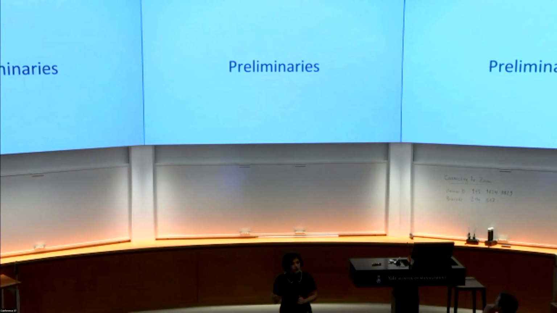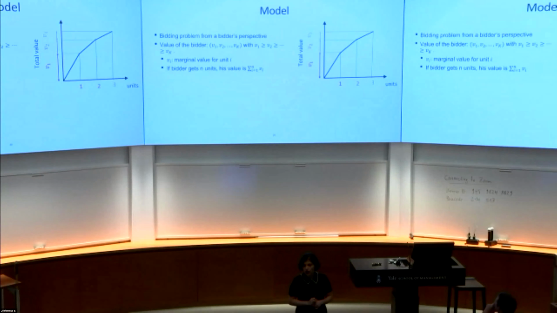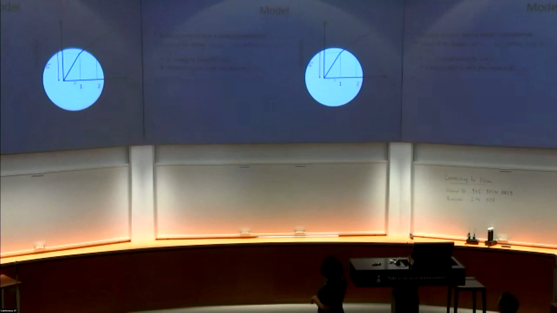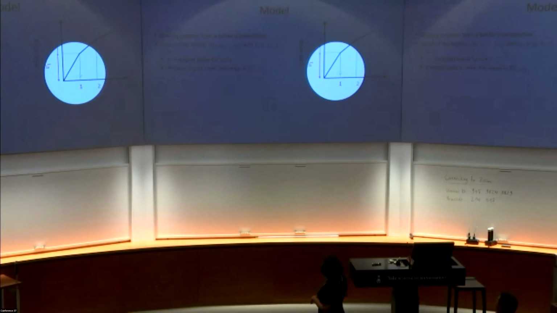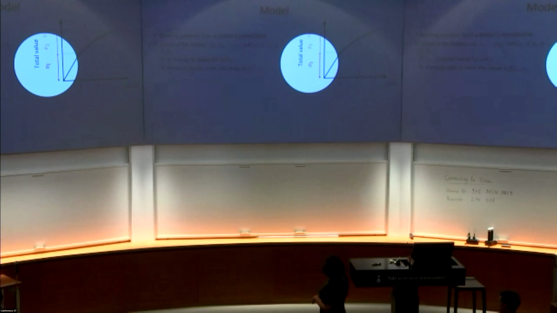Sure. So to answer this research question, I'm going to present a simple model. I'm going to look at the problem from the perspective of a single bidder. Just think about Alice in the example. Alice has the evaluation vector V1 to Vk, where V1 is greater than V2, and so on up to Vk. The way to think about Vi is the marginal value of allocating unit i to Alice. For example, if Alice gets 1 unit, she gets the value of V1. If she gets 2 units, her total value would be V1 plus V2. If she gets 3 units, her total value would be V1 plus V2 plus V3.